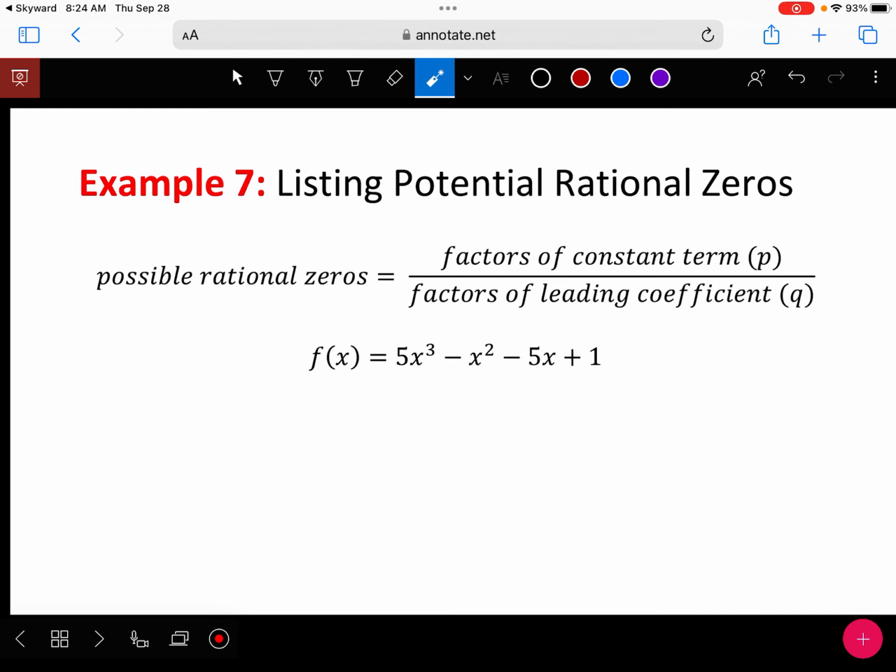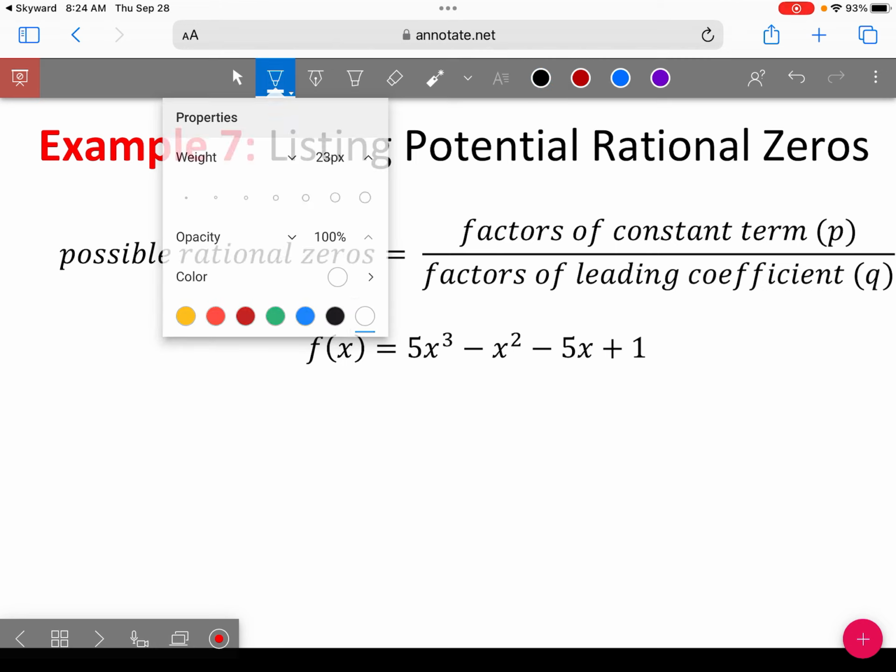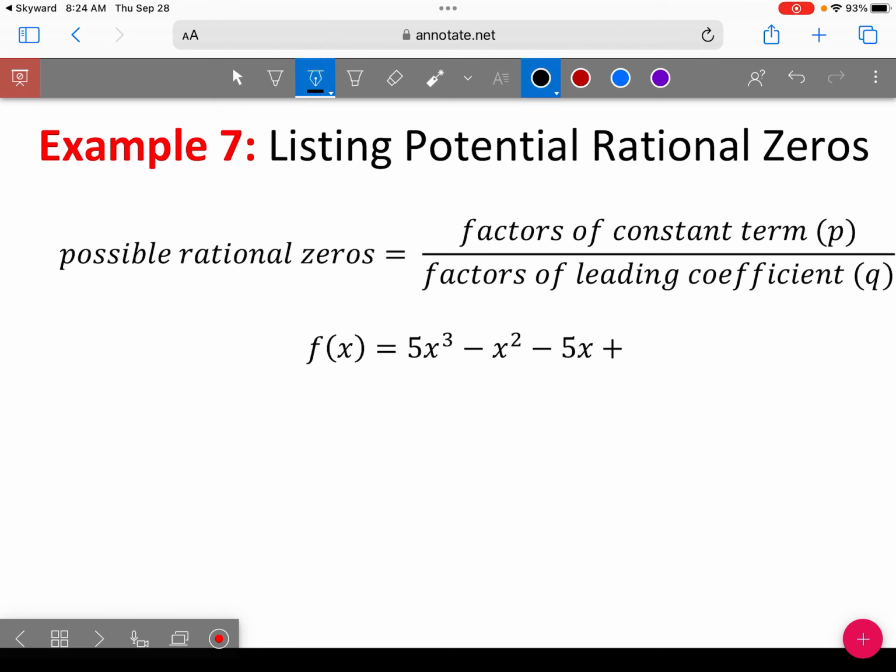All right, and I'm going to change this last term to 20. So go ahead and copy this down. And I'm changing that 1 at the end to a 20. All right, so take a minute and copy this example down.